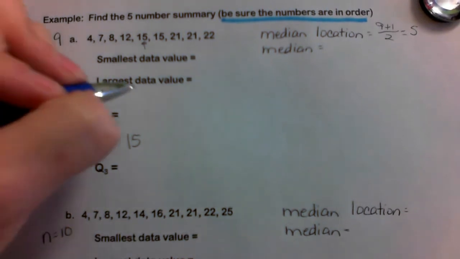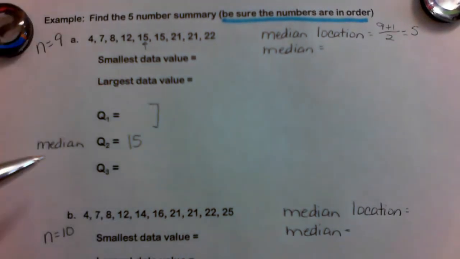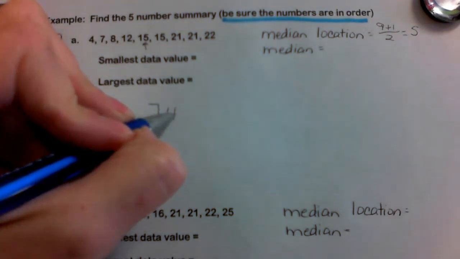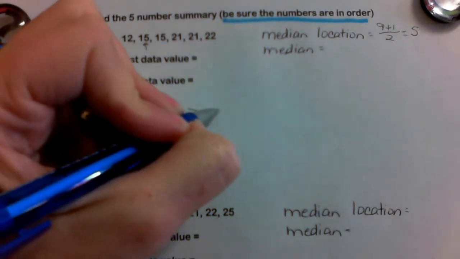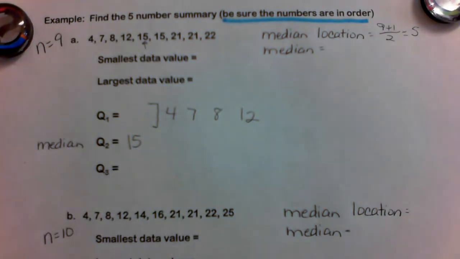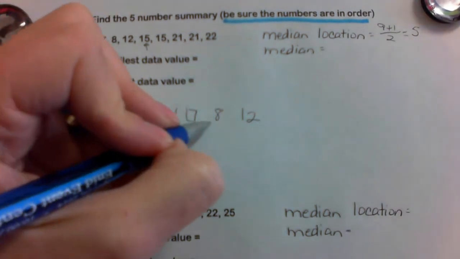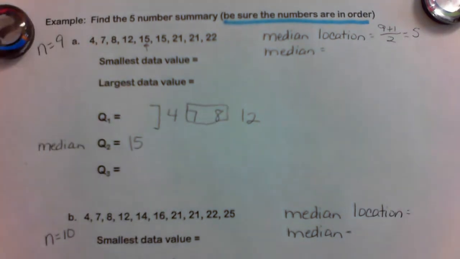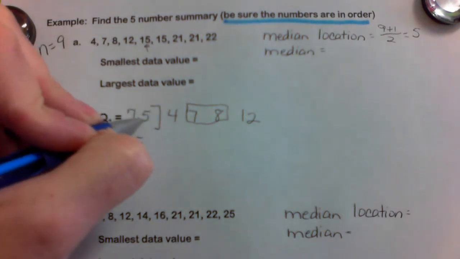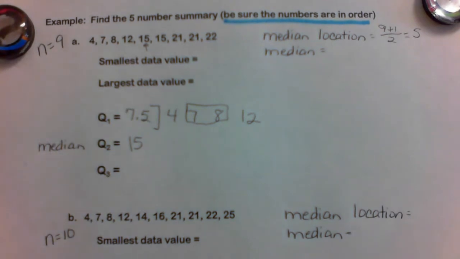Now, to calculate quartile 1, I take all the numbers that fall below this. So that would be your 4, 7, 8, and 12. What I'm going to do here is calculate the median, which would be averaging these two numbers. So 7 plus 8 is 15. 15 divided by 2 is 7.5. So quartile 1 is 7.5.